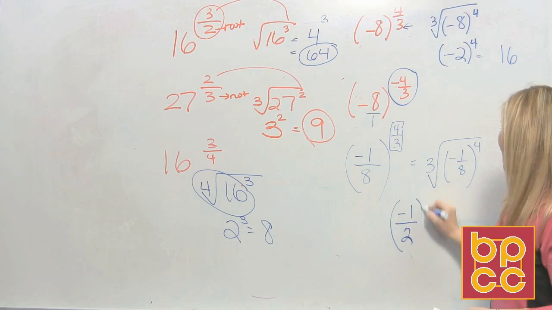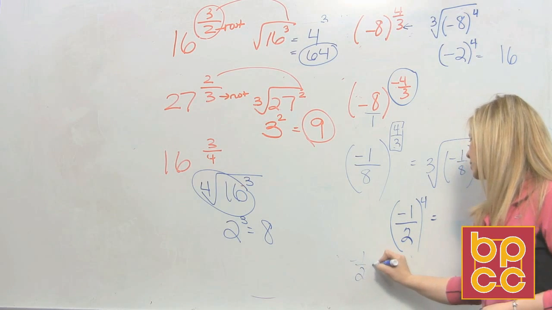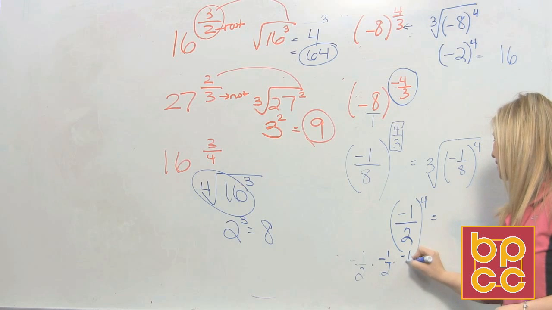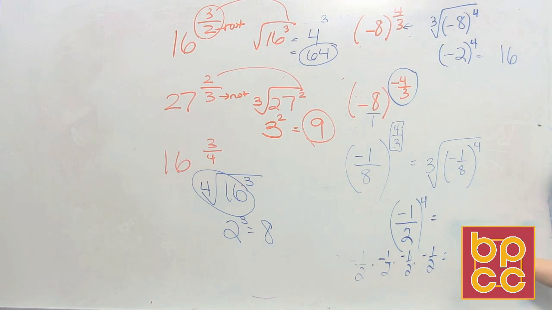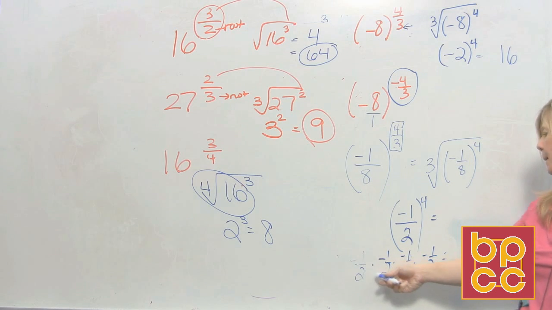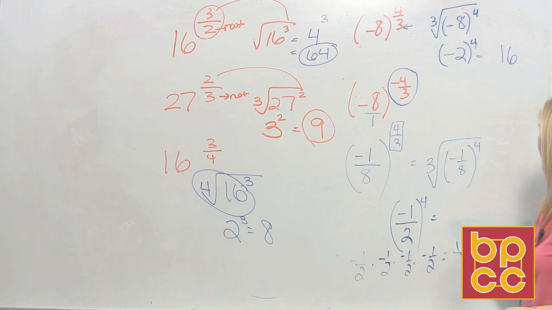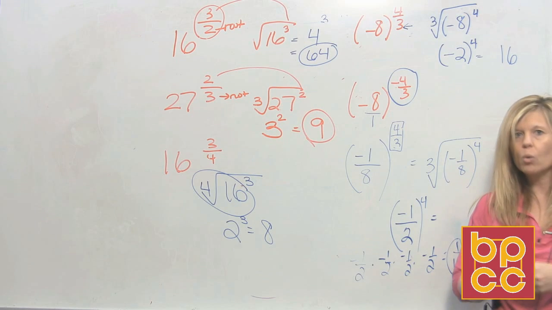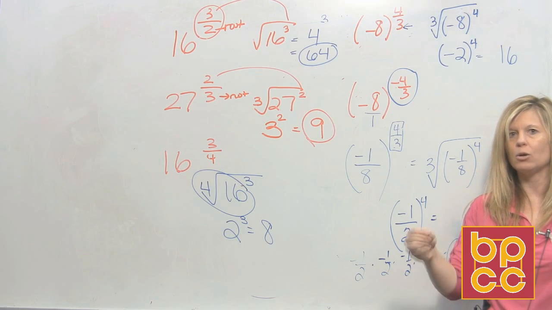And then we're going to do that 4 times. So we're going to do -1/2 times -1/2 times -1/2 times -1/2. Oh my, we're back to fractions. Multiplying fractions is no problem. Top times top, bottom times bottom. 1 times 1 times 1 times 1 is 1, and it's going to be positive. 2 times 2 times 2 times 2 is 16. So to work with exponents that are fractions, you've got to understand they really mean roots.